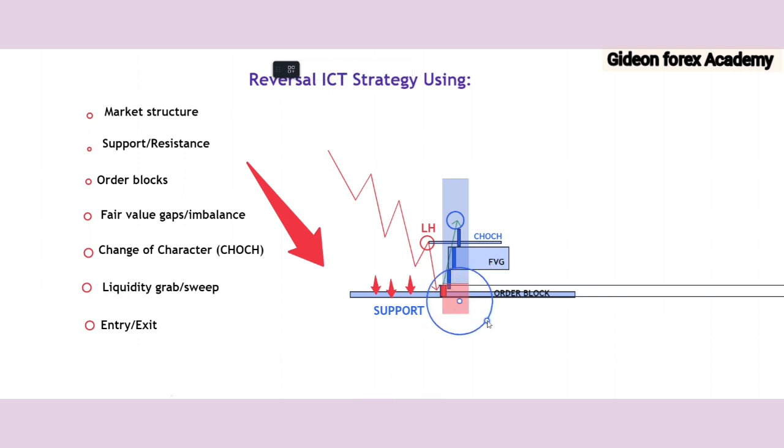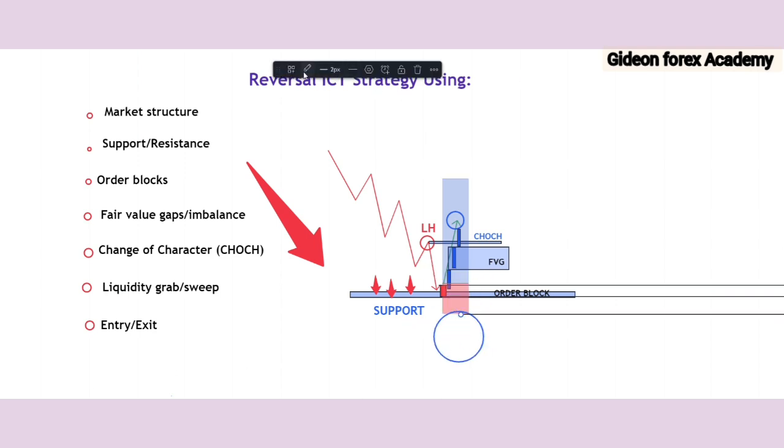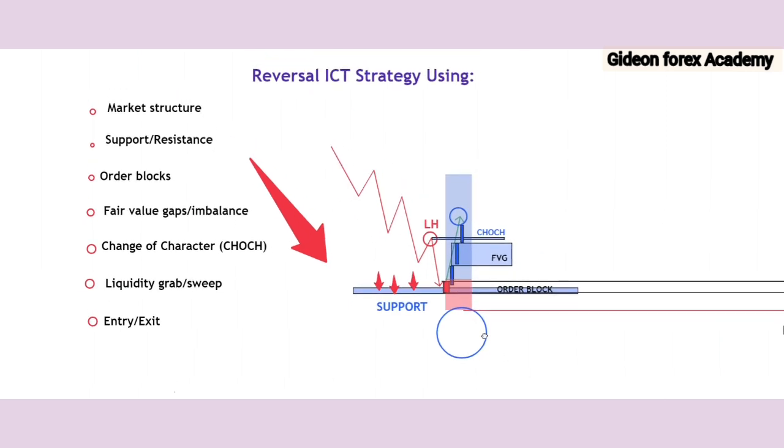So many traders have placed their stop losses just below here, something like that. So they have placed their stop losses below here. Because they have placed their stop losses below here, there's going to be a liquidity sweep down below before the price rallies all the way back to the upside.